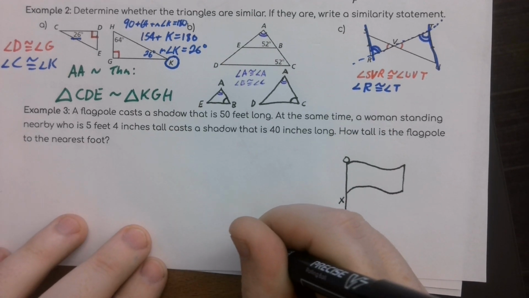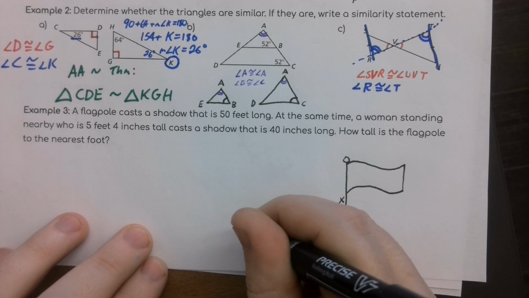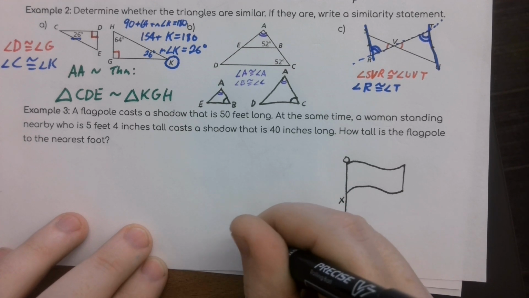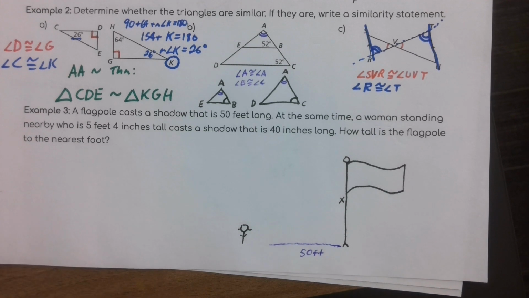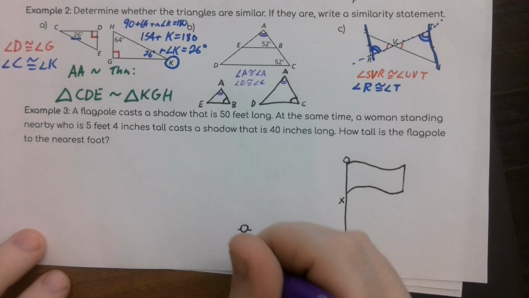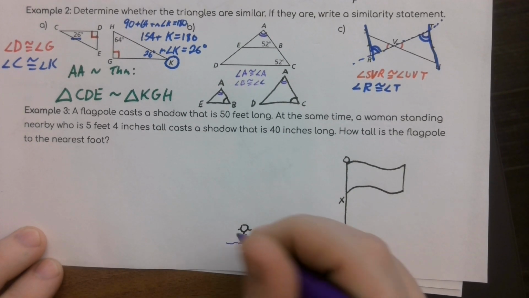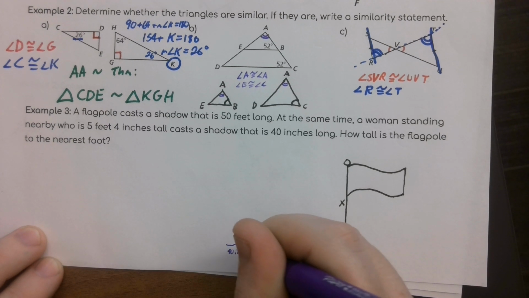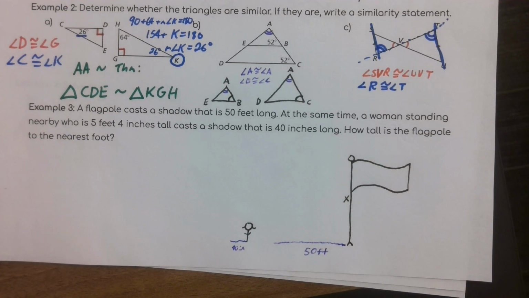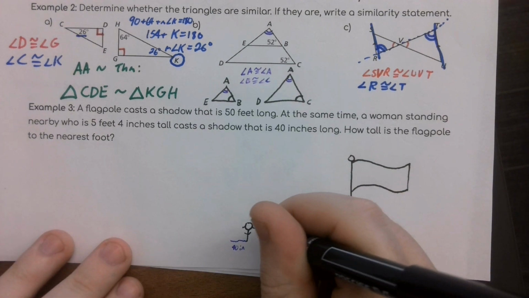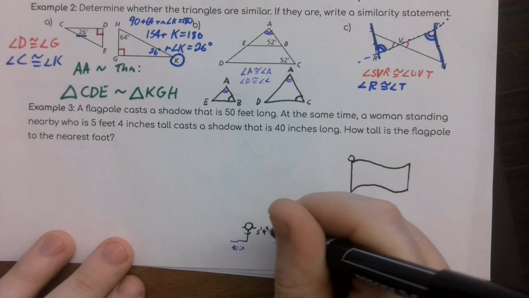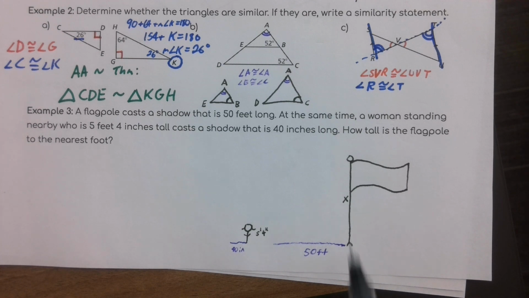Nearby, we have a woman who is standing here. I'll draw her like so. And her shadow is a bit smaller. It's 40 inches long. But we also know her height is 5 foot 4 inches. And we somehow need to figure out what X is. You might be tempted to jump straight into the math, but first things first. I don't see any similar triangles in this diagram.